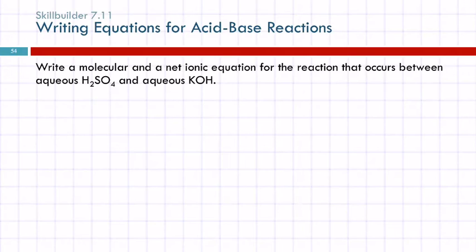So let's do an example. Here they're asking us for a molecular equation and a net ionic equation for the reaction that occurs between aqueous H2SO4 and aqueous KOH. So they're saving us the whole figuring out what those formulas are. H2SO4 aqueous plus, leave space for a coefficient, KOH aqueous.